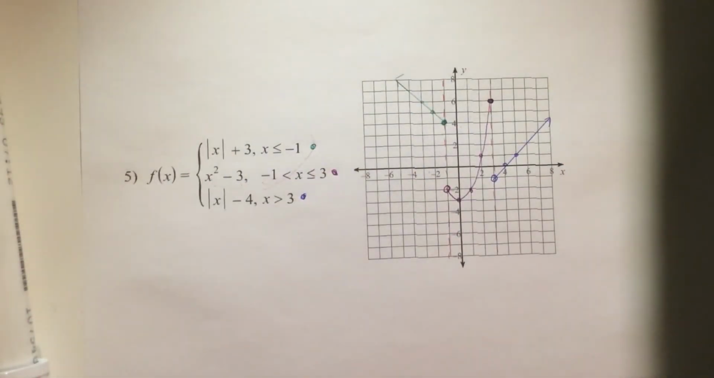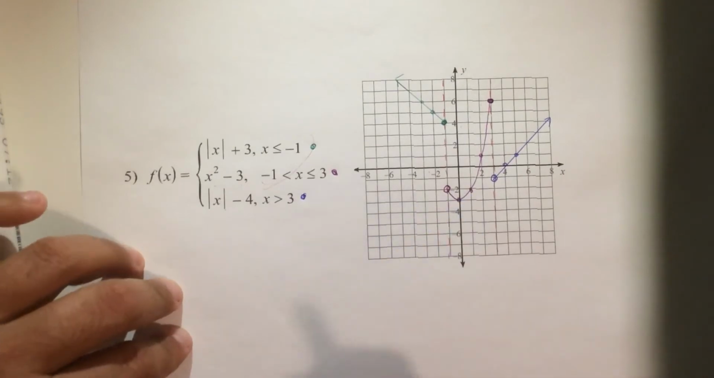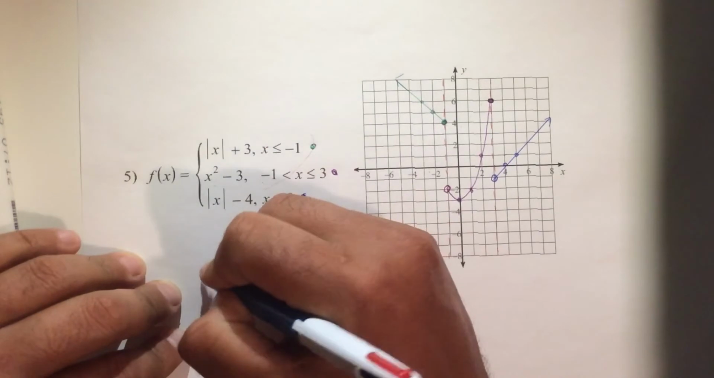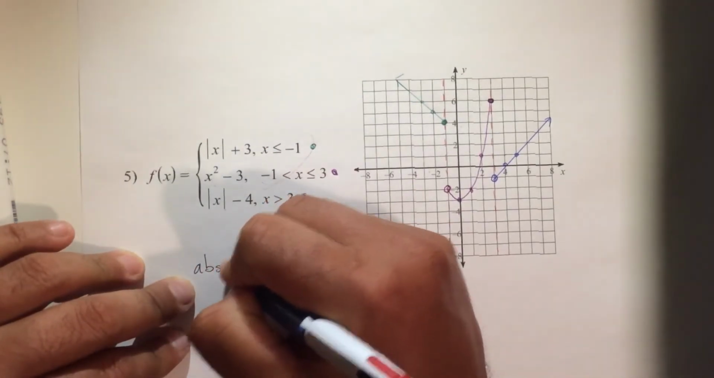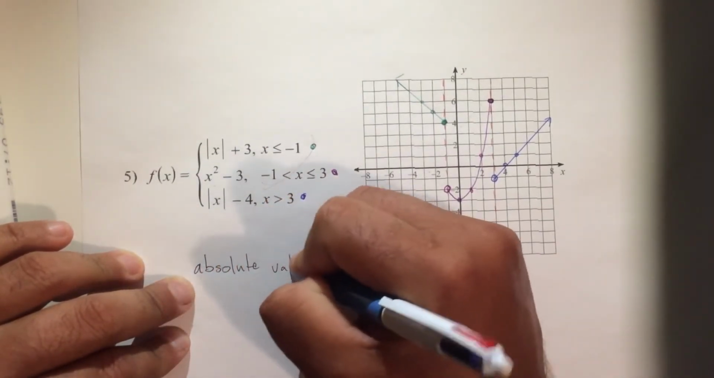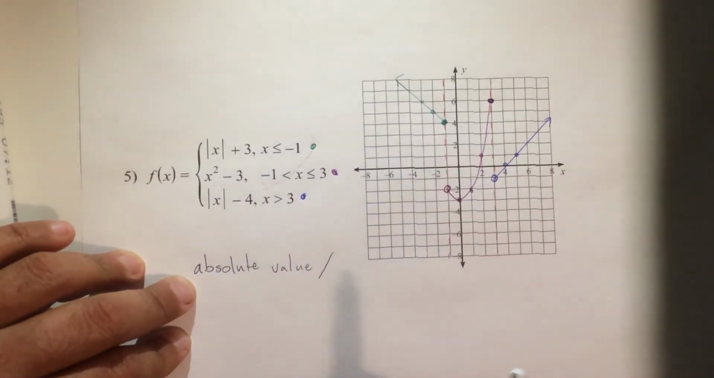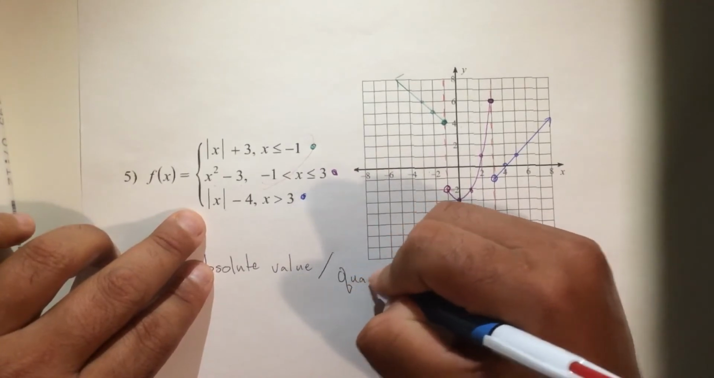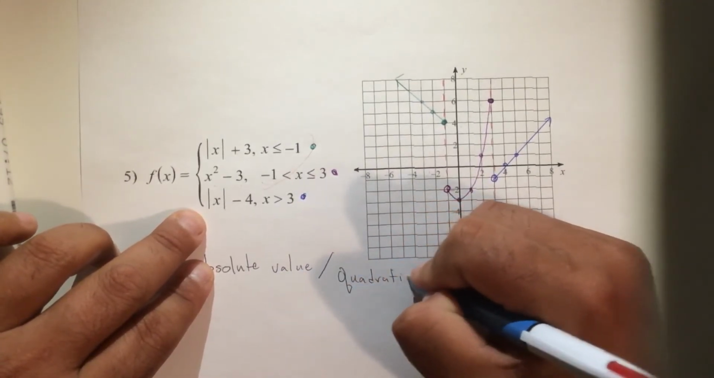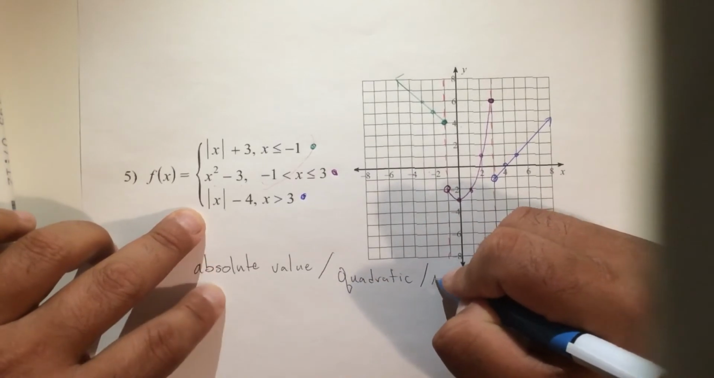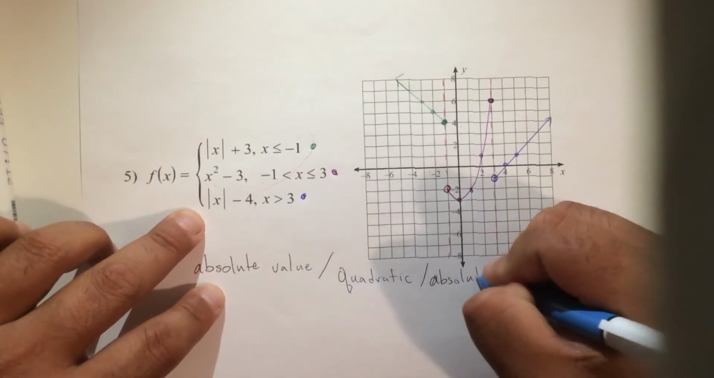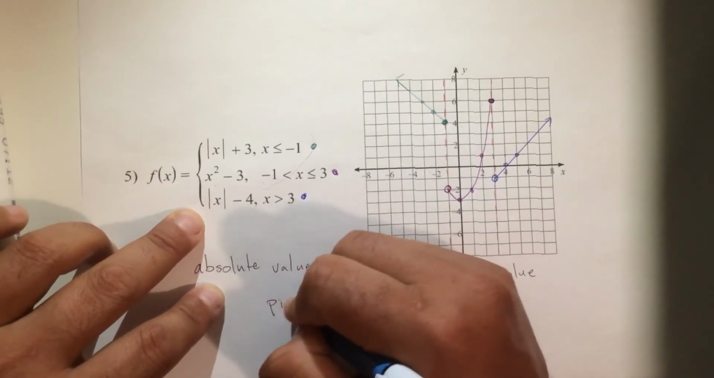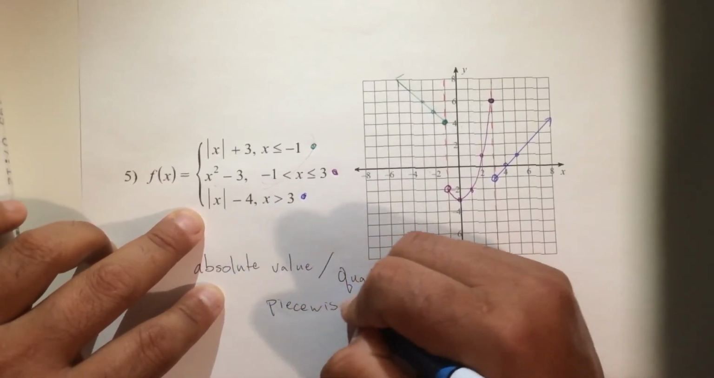All right, so this is it. This is the function here. When you flip this over on this side, it's going to be an absolute value, slash, I'll just do it in black, quadratic, slash, absolute value piecewise function.